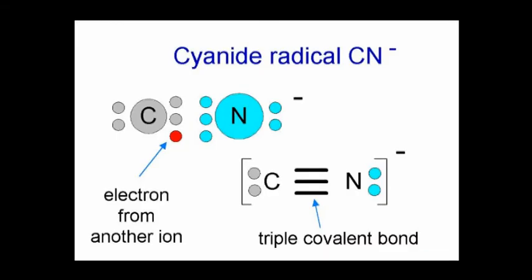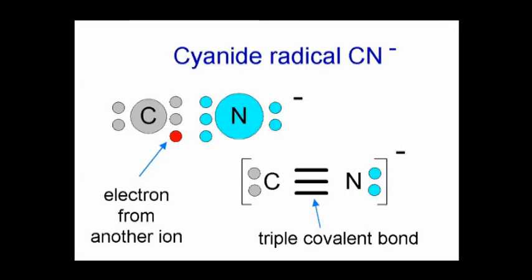A particularly nasty radical called cyanide is formed when carbon and nitrogen atoms combine. Carbon is in group 4 of the periodic table and has 4 valence electrons shown in grey. Nitrogen is in group 5 and has 5 valence electrons. They share 6 electrons together to form a triple covalent bond. 2 are from the carbon, 3 from the nitrogen, and 1 from the element that the cyanide radical combines with.